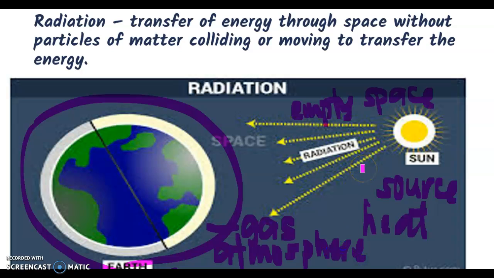So we can say now that this heat from the sun can travel through empty space in outer space, and then it can also travel through the gas of our atmosphere until it reaches the surface of the Earth. So this is the process of heat transfer from the sun, the ultimate source of heat, traveling through space and the gas of our atmosphere and reaching the surface of the Earth. That is what we mean by radiation.